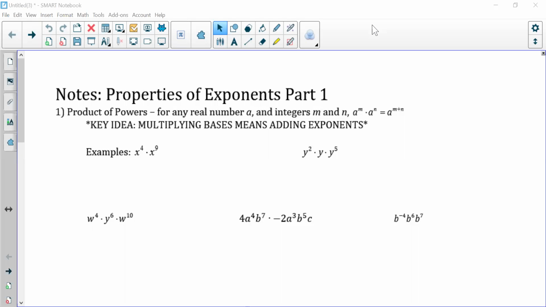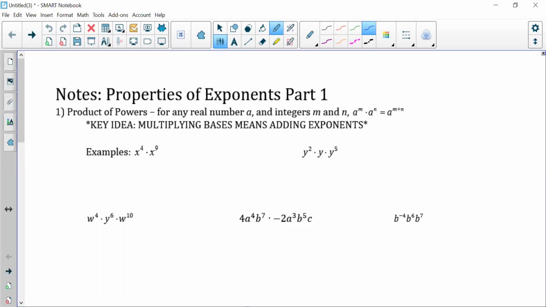Okay, so today we're working on properties of exponents. This is part 1. We are going to be working through this over a couple of days. All right. So product of powers is our very first property.